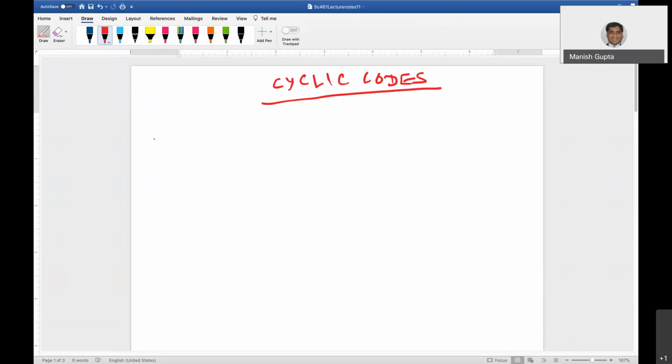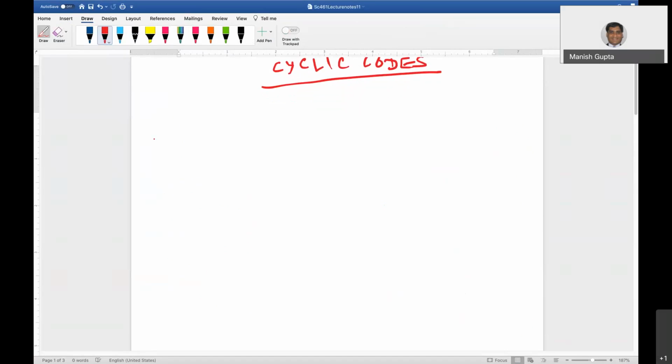And so you will see how we can show that these codes are cyclic. Many of these good codes are cyclic codes. So what is a cyclic code? Let me give you the definition first.